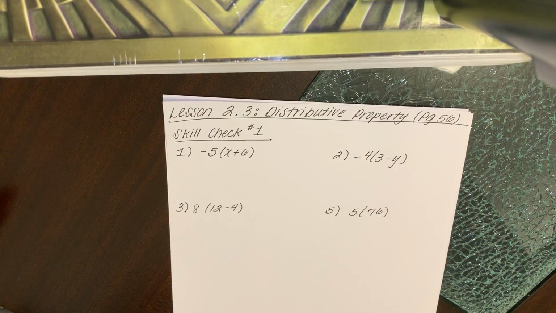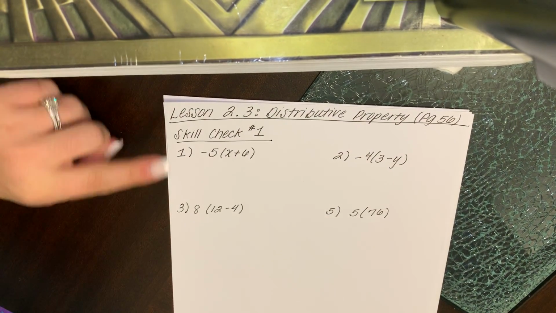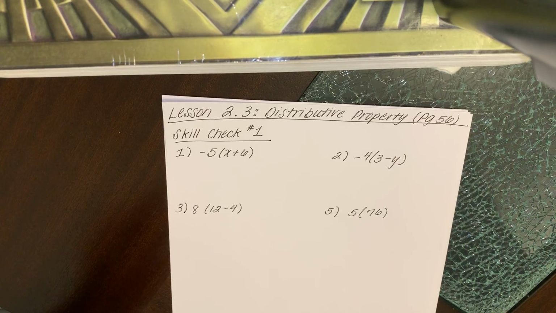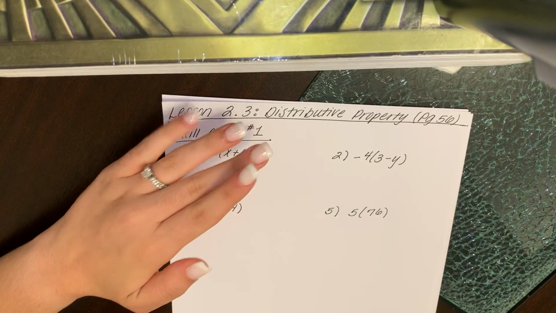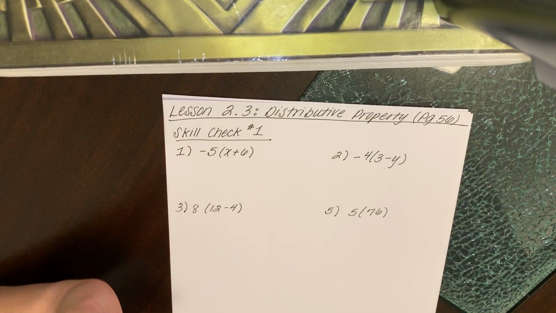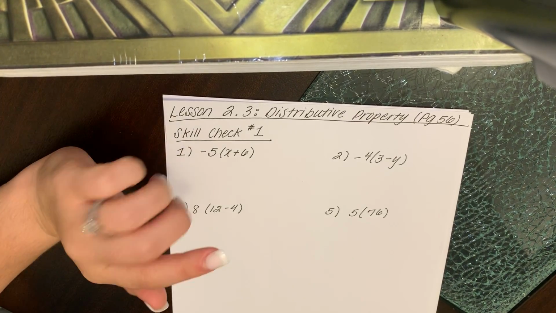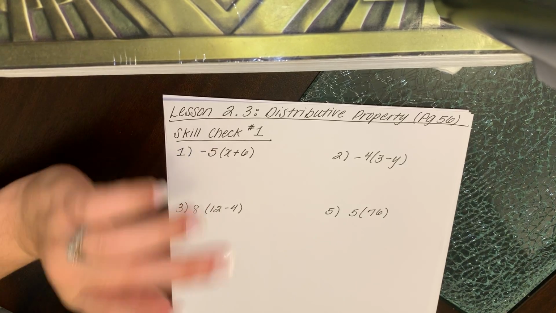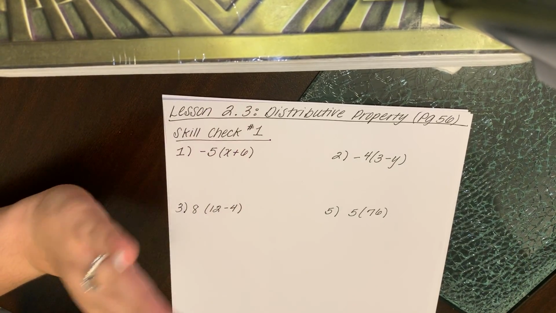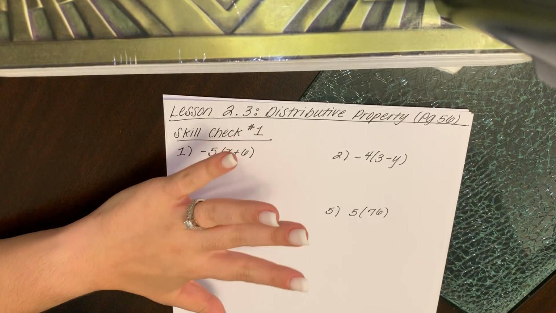All right, so for this pre-algebra video, we're going to be doing lesson 2.3, which is all about distributive property. Now, I briefly got to cover it in the last video, and if you haven't seen that last video, which contains lessons 2.1 and 2.2, stop watching this video, go watch that one before you watch this one, okay?